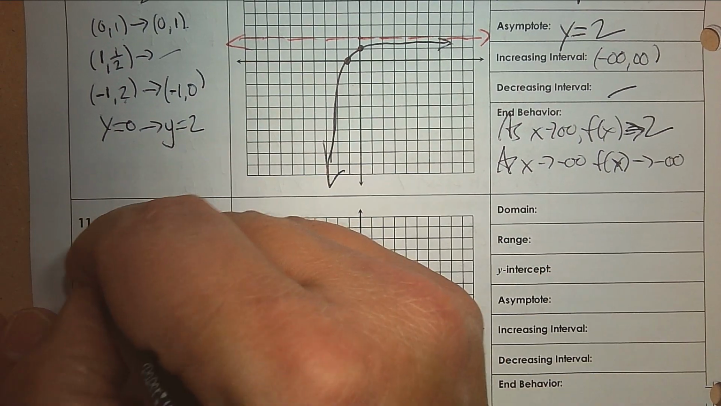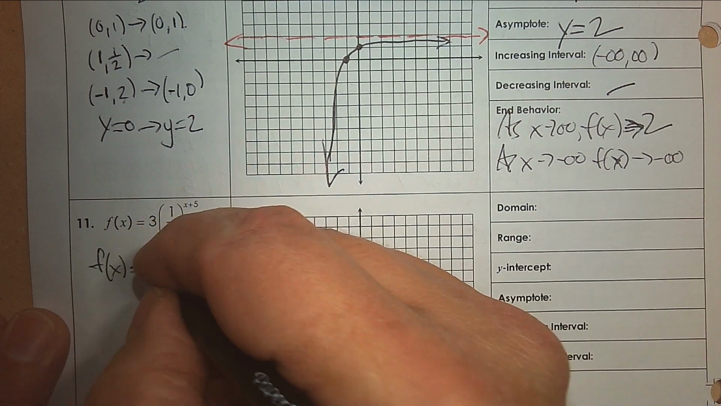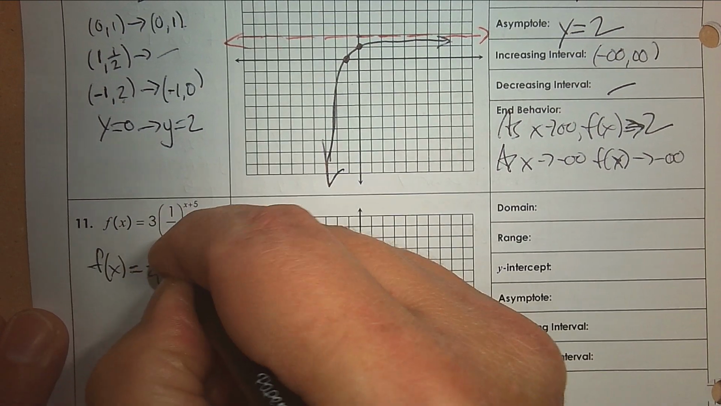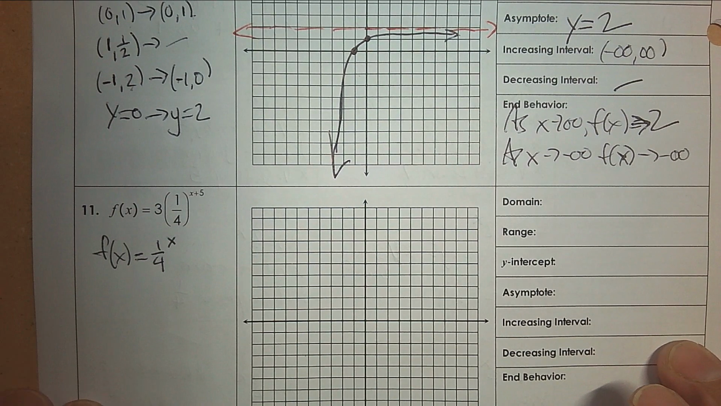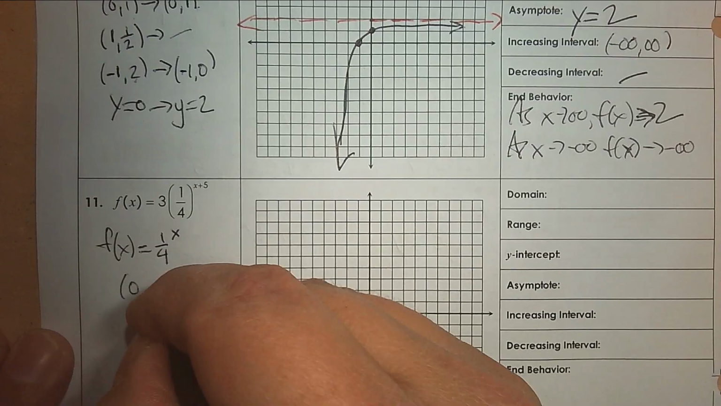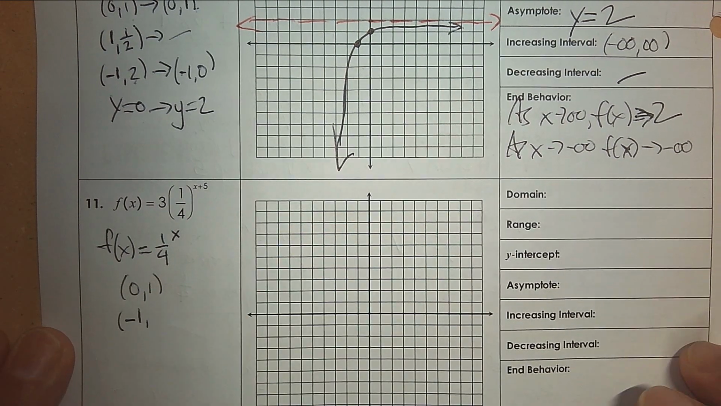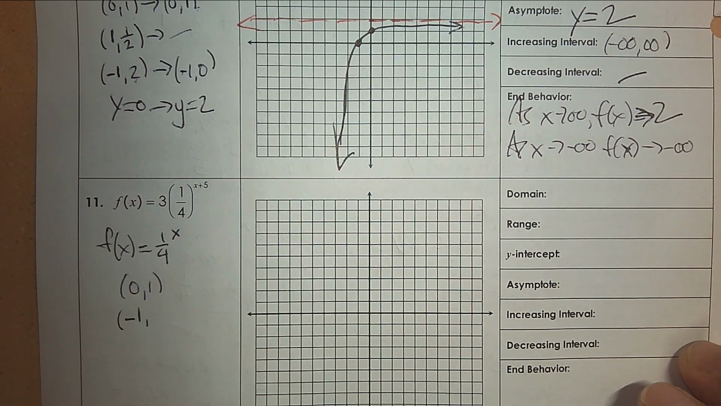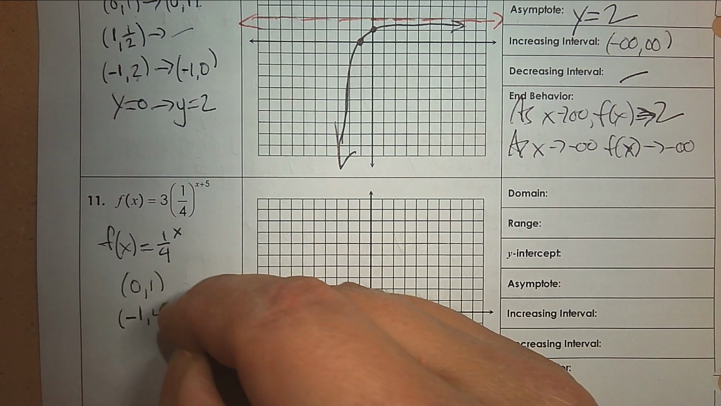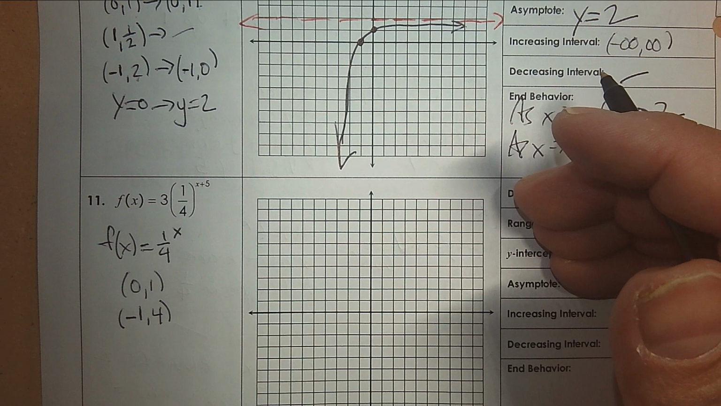What's the base? One quarter to the x. I'm going to use the point 0 and 1. Because I have a fraction base, I'm not going to use positive 1, but I'm going to use negative 1 so that my answer is 4, and it's much easier to transform 4 than a quarter.